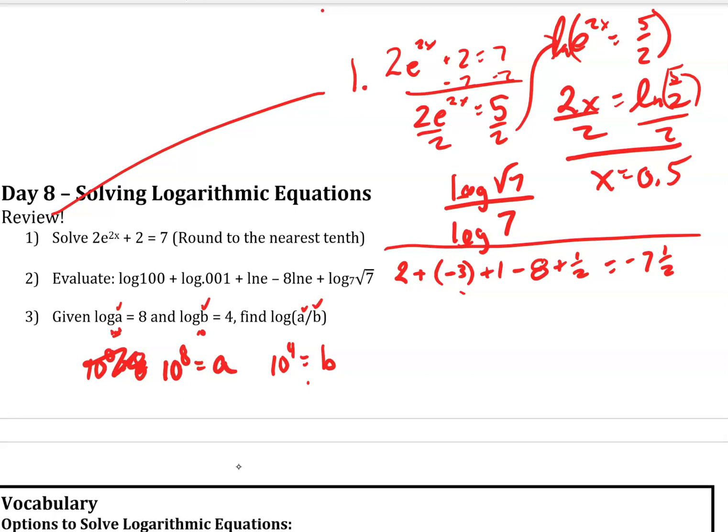So now we're going to do log of a, which is 10 to the 8th, over b, which is 10 to the 4th. 10 to the 8th divided by 10 to the 4th is, subtract our exponents, 10 to the 4th. Log base 10 of 10 to the 4th is 4.